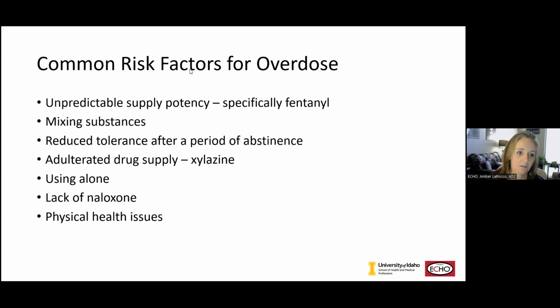So some common risk factors for overdose. And we're seeing this a lot lately, right? In the last handful of years: unpredictable supply and potency, mixing substances, reduced tolerance after a period of abstinence. We're going to talk about that more in a minute. Adulterated drug supply. What we're finding in our community is that there are adulterants in our drug supply, and many of the people who use drugs don't understand what it is or even know to expect it. Using alone, lack of naloxone, and a combination of different health issues can also increase someone's overdose risk.